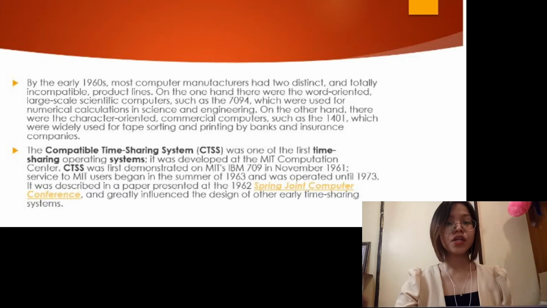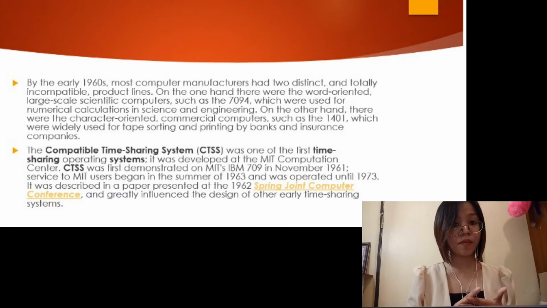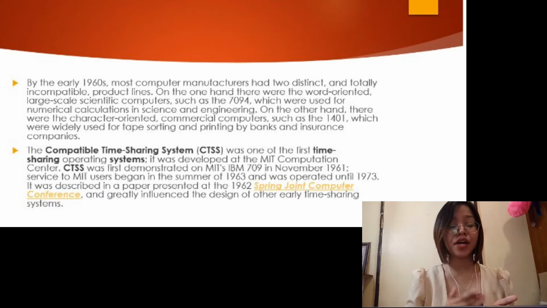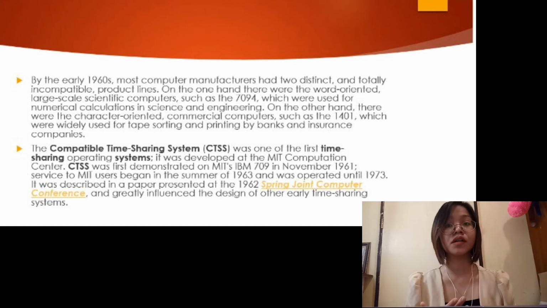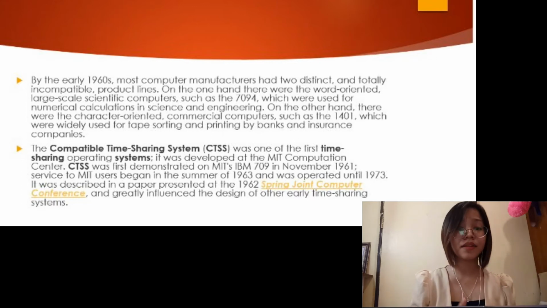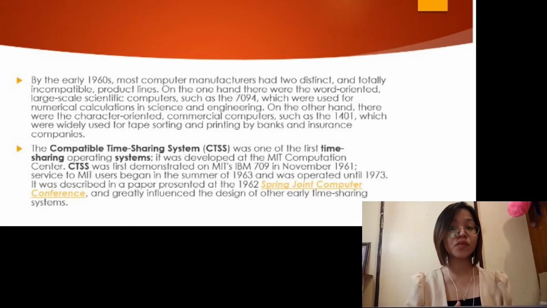In 1963, there is another system built. It's what we call the Compatible Time-Sharing System, or CTSS. That was one of the first time-sharing operating systems, developed at the MIT Computation Center. It was first demonstrated on the MIT IBM 709 in November 1961. It began to operate in the summer of 1963 until 1973, and it was described in a paper presented at the 1962 Spring Joint Computer Conference, and greatly influenced the design of other early time-sharing systems.